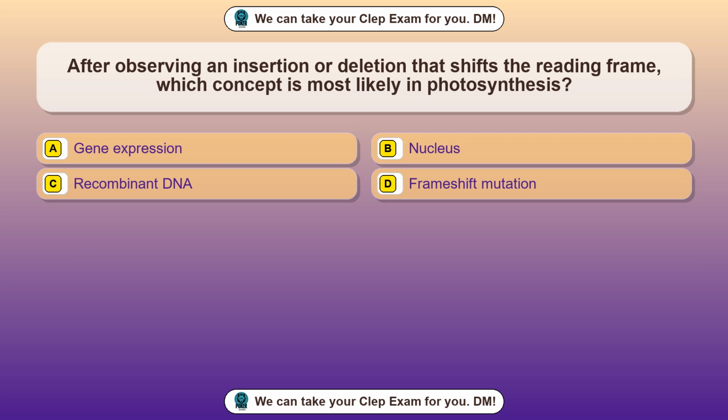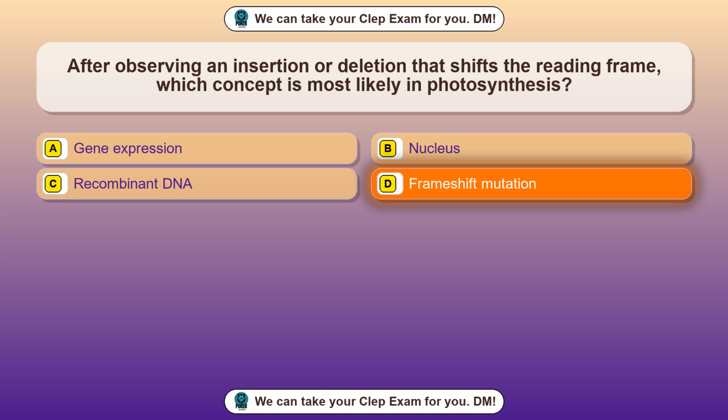Question 90. After observing an insertion or deletion that shifts the reading frame, which concept is most likely in photosynthesis? Option A, gene expression. Option B, nucleus. Option C, recombinant DNA. Option D, frame shift mutation. The correct answer is option D, frame shift mutation.